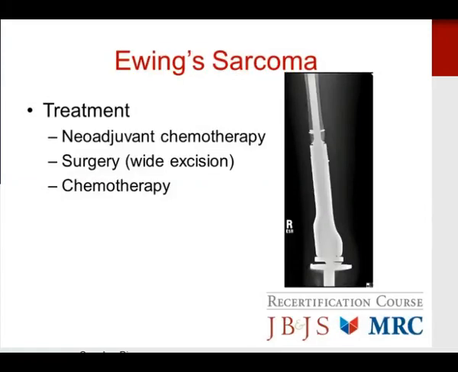Treatment for Ewing sarcoma, the same as osteosarcoma: neoadjuvant chemotherapy, surgery, and chemotherapy. The majority of times we're able to provide limb salvage or wide excision. We have to be careful if a patient has had a pathologic fracture or has had an inadvertent treatment, when the patient may require an amputation.